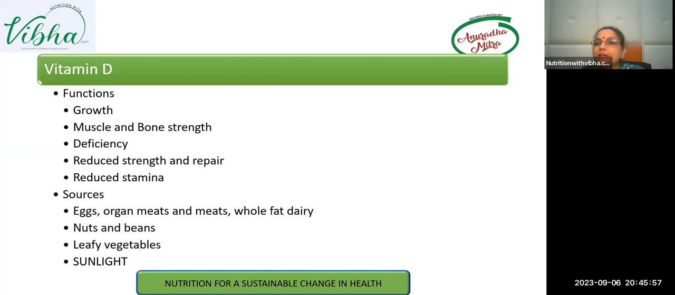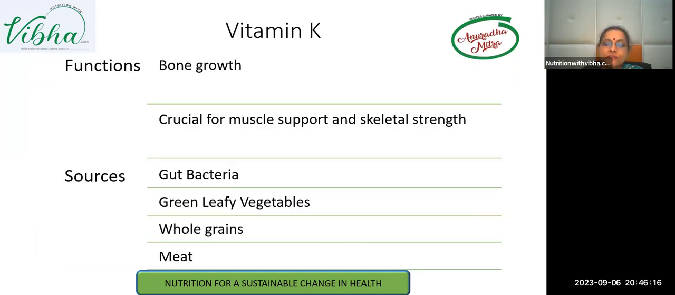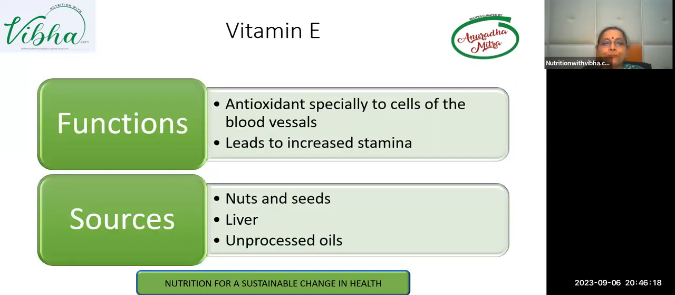Now, sunlight doesn't contain vitamin D, but what it does is the inactive form of vitamin D, which is in the layer beneath our skin, gets converted into active form of vitamin D in the presence of sunlight. And it is sad that in a country which is full of sunlight, you have vitamin D deficiency.